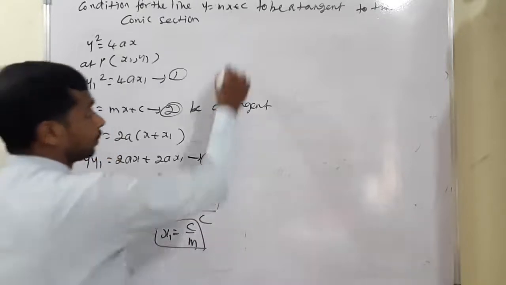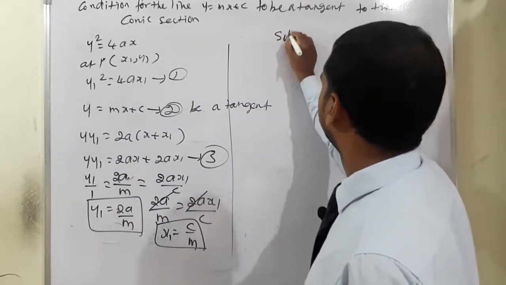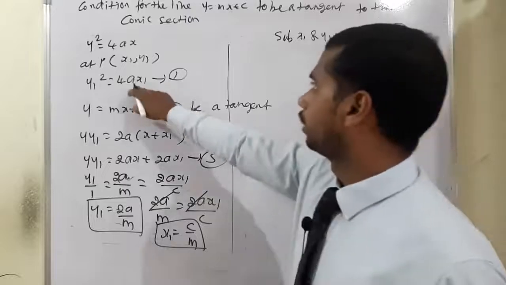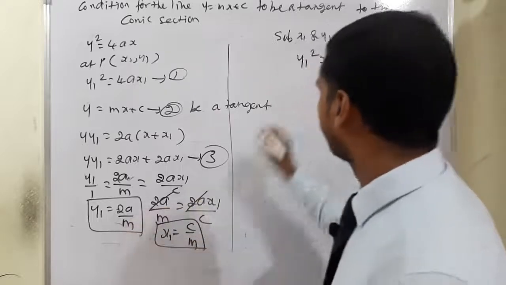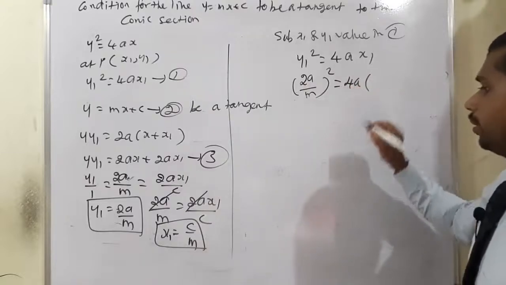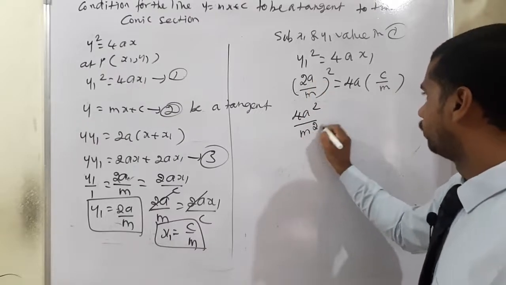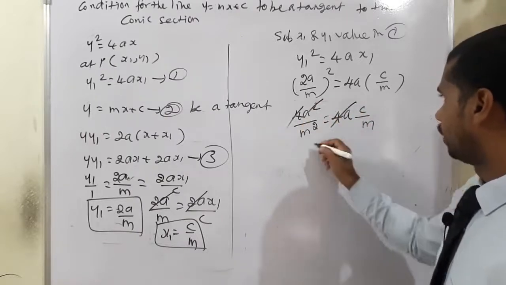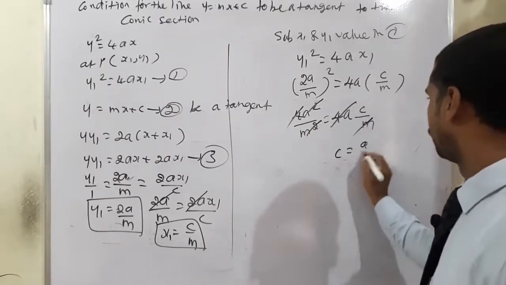Now substitute x1 and y1 value in equation number 1. What is equation number 1? y1 square is equal to 4ax1. What is the meaning of y1 square? 2a by m the whole square is equal to 4a into x1, means c by m. So if you remove the bracket, 4a square by m square is equal to 4ac by m. 4a and 4 cancel, denominator square and m cancel, so c is equal to a by m.